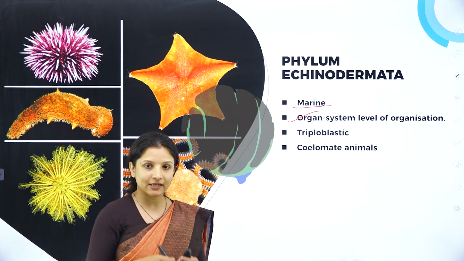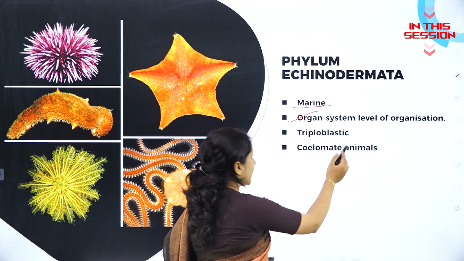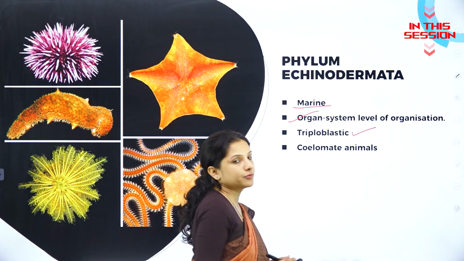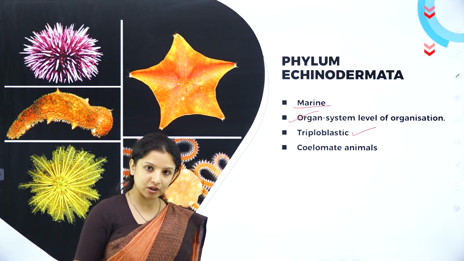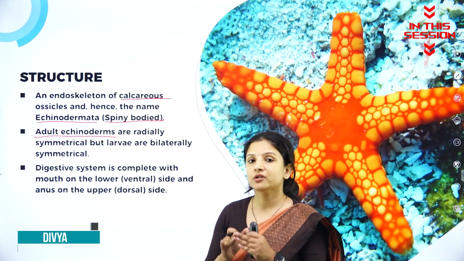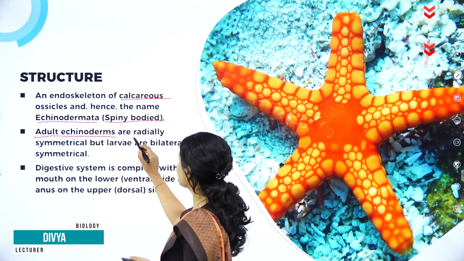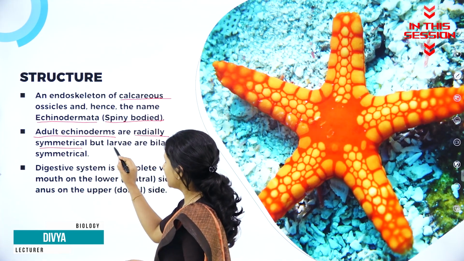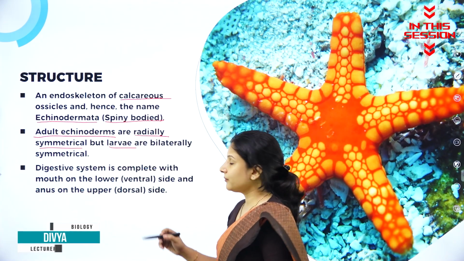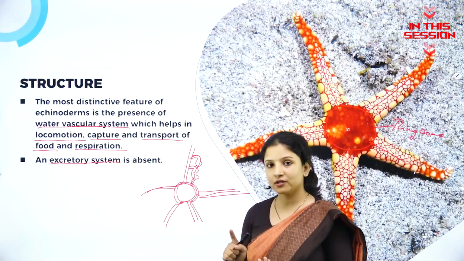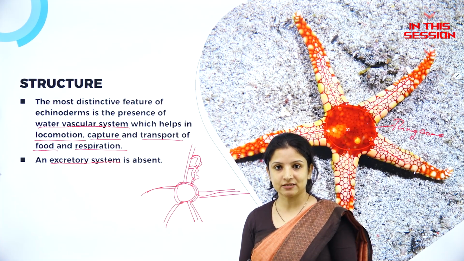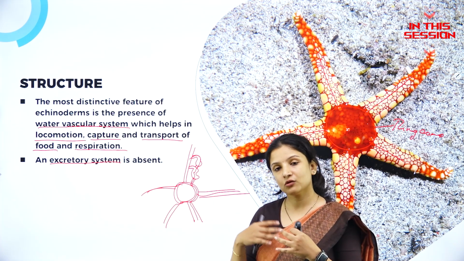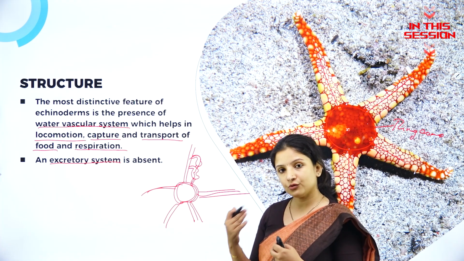The cells are arranged in 3 embryonic layers. That is why they are triploblastic, wherein they have an outer ectoderm, a middle mesoderm and an inner endoderm. The adult echinoderms or the matured echinoderms are radially symmetrical, but the larvae that are there are bilateral symmetry. Don't think that if an excretory system is absent, they cannot eliminate the waste material. Waste material goes out of the body through the anus.